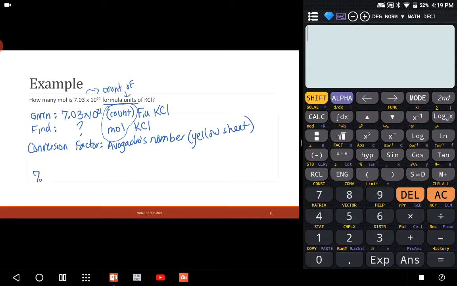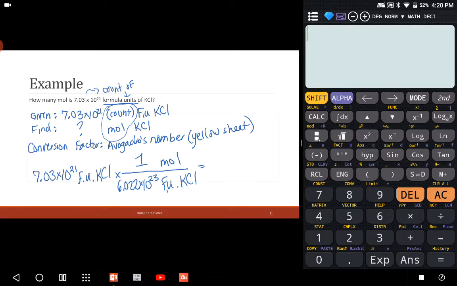We were starting with our 7.03 times 10 to the 21st power formula units of KCl, and I have to cancel out formula units of KCl in order to get into moles. And so 1 mole of things is 6.022 times 10 to the 23rd power things. And so that 6.022 times 10 to the 23rd gets attached to whatever it's a count of. And so now that I got this all set up, I can type this into my calculator.